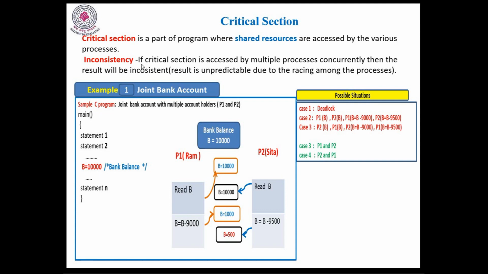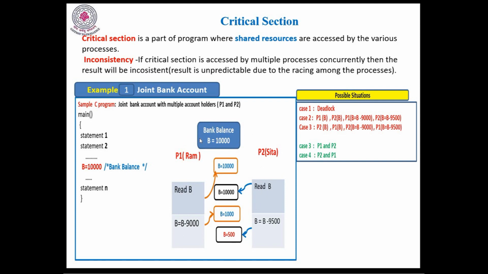What is inconsistency? If the critical section is accessed by multiple processes concurrently, then the result will be inconsistent. The result is unpredictable due to the racing among the processes. When this is the common variable, if two or more processes are trying to access it at the same time, then the result will be unpredictable. That is what we are trying to identify with the help of an example. Let us see in this picture.